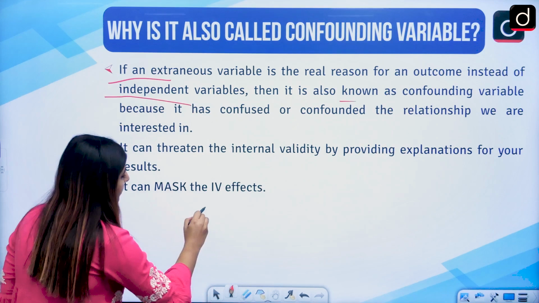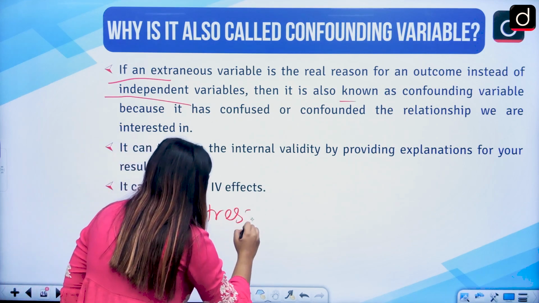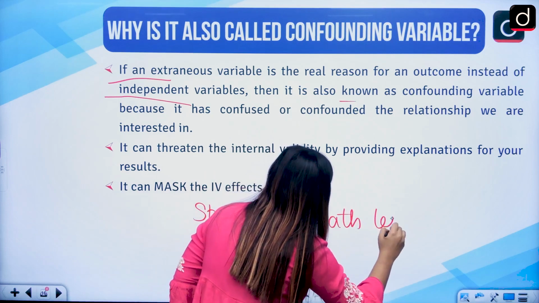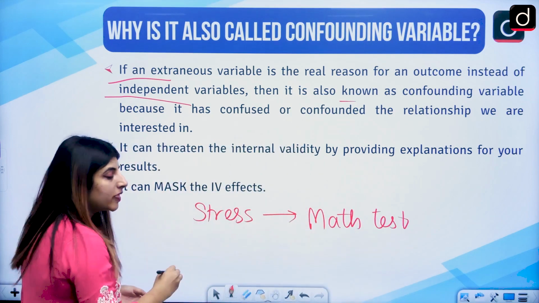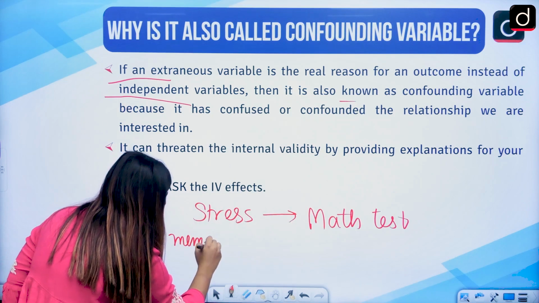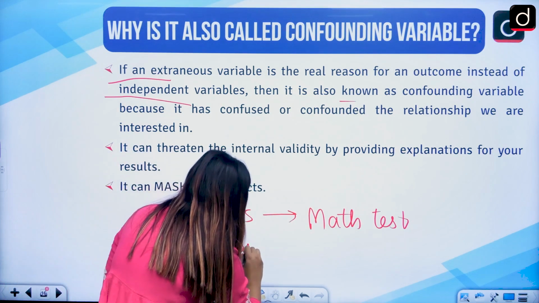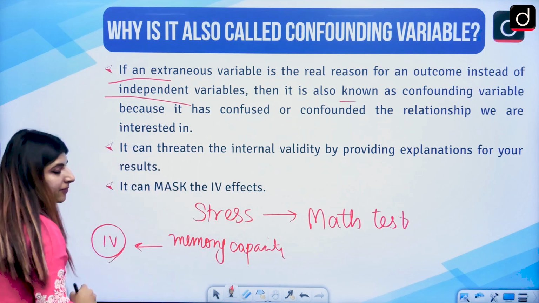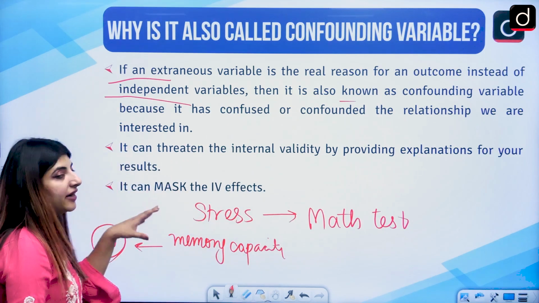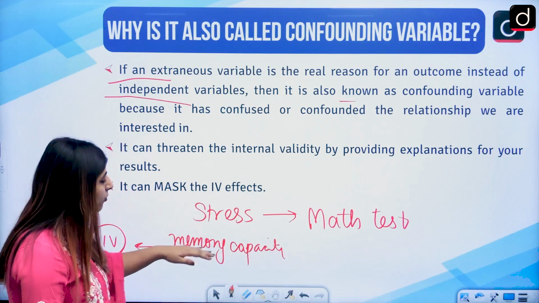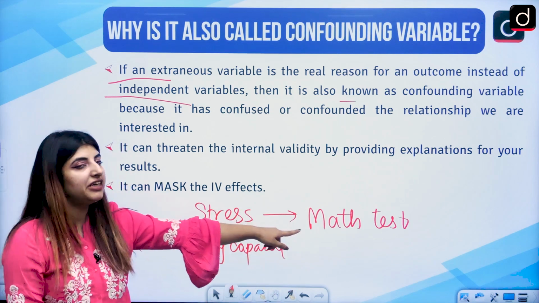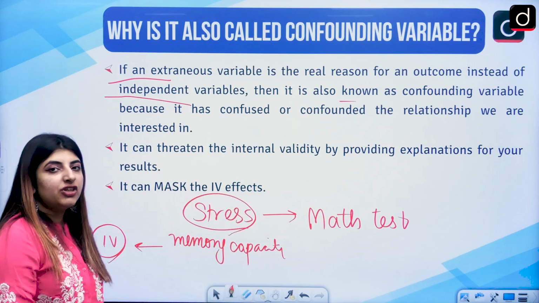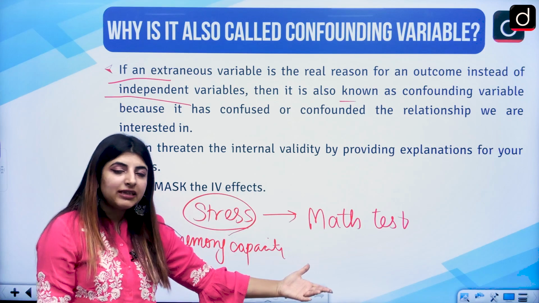So let's just say that stress was the one which was having an impact on math test scores and not the memory capacity, because initially I wanted to see the effect of memory capacity. So this was my independent variable, correct? But now through my research, I found out that it was not the memory capacity which was leading to the math test score, but it was stress which is leading to the students' performance in the maths test.